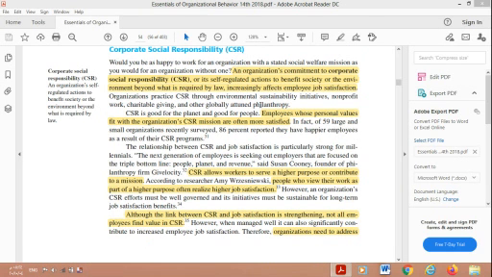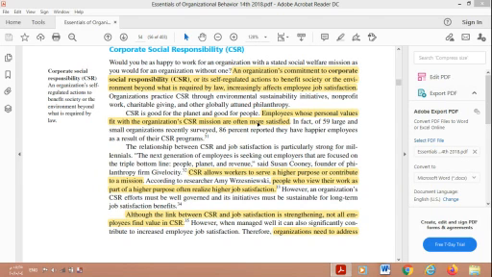Okay. The last cause of job satisfaction is corporate social responsibility. It means an organization's self-regulated actions to benefit society, its community or the environment beyond what is required by law. An organization's commitment to corporate social responsibility increasingly affects employees' job satisfaction. The employees whose personal values fit with the organization's corporate social responsibility mission are often more satisfied.